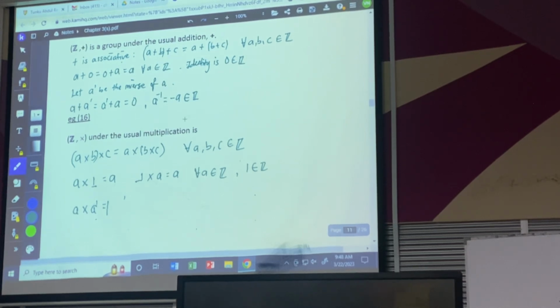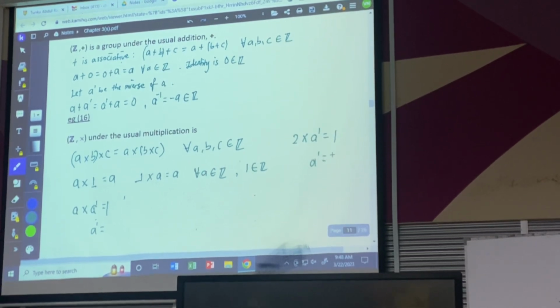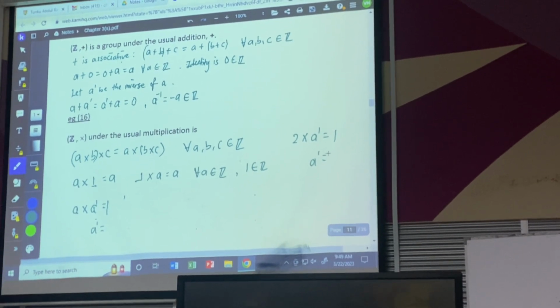What is the inverse? A prime? Equal to? Let's say I have 2, I multiply the inverse, I get back 1. What is the A inverse? What is A inverse? Normal mathematics.